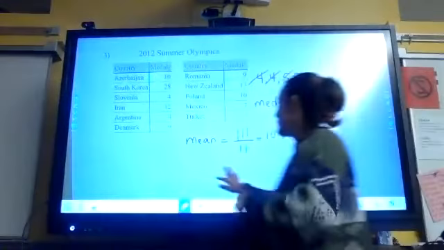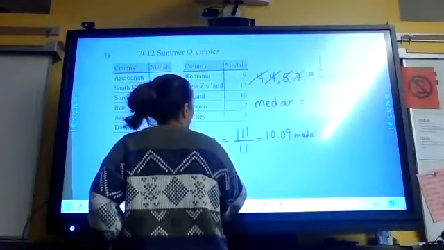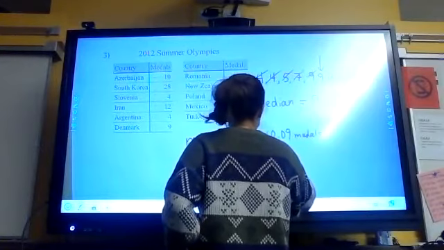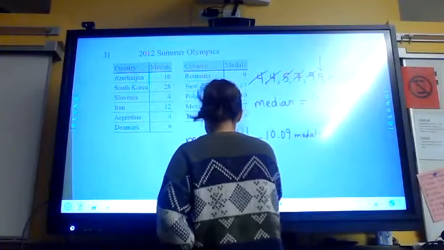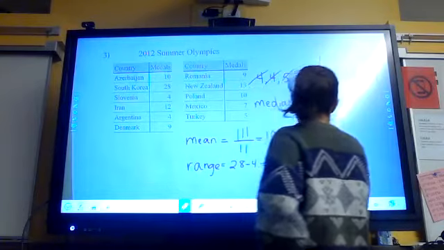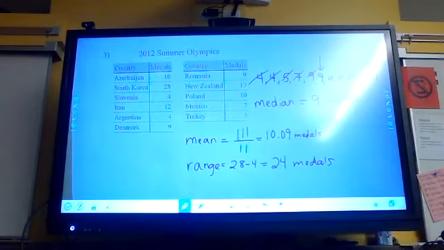okay? All right, the range is 28 minus 4, which is 24 medals. That's quite a spread. So the exact middle is 9 medals they would be earning. The average was 10 medals, and the range is 24.